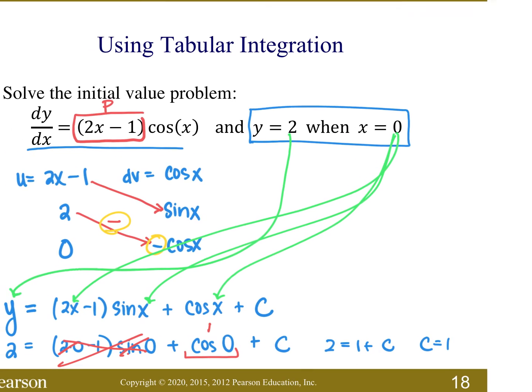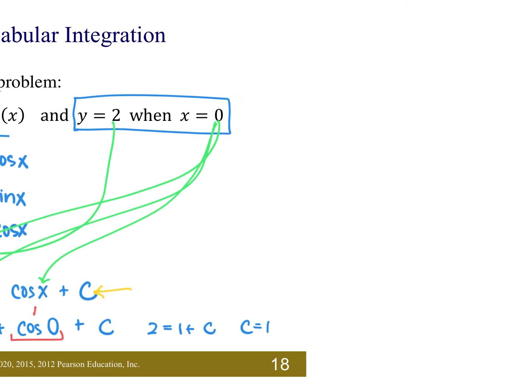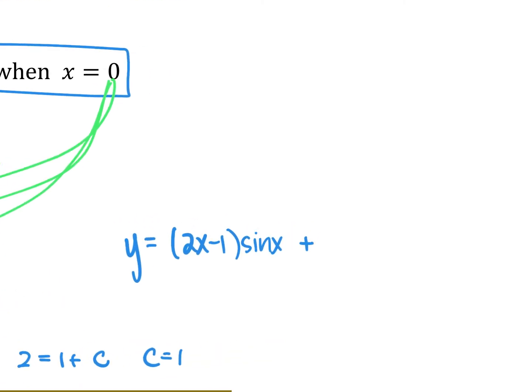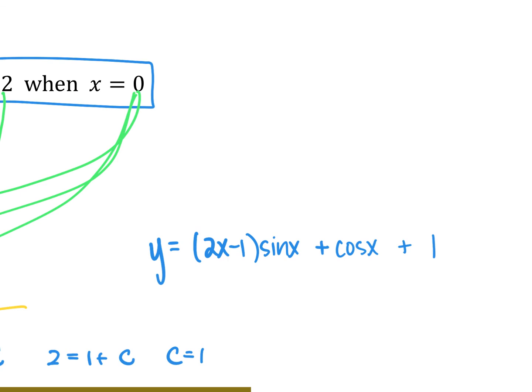So my final answer, now that we know what this C value is right here, would be written this way. Y equals 2x minus 1 times the sine of x plus the cosine of x plus the constant 1. And that is the solution to this differential equation here.